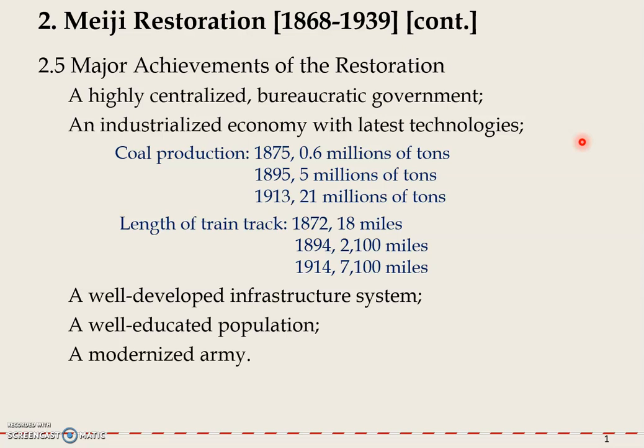And they also had the modernized army. Again, don't forget that's their ultimate goal of the restoration. And for the same reason, towards the end of the Meiji Restoration, we saw 2 wars Japan was involved in, one with China, one with Russia, and Japan won both of them.